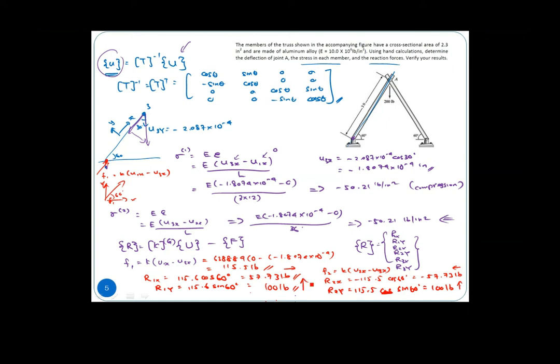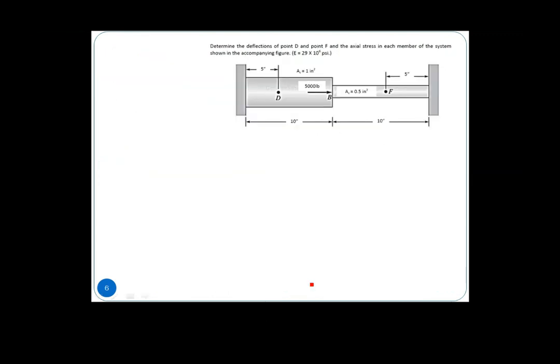All right, so that will be a question related to truss systems. Next is on axial members, which will be quite straightforward. If you have these axial members fixed at two ends here, then determine the deflection at point D here, as well as at point F. We are asked to find here and here.